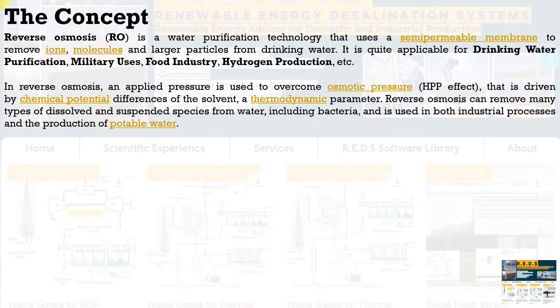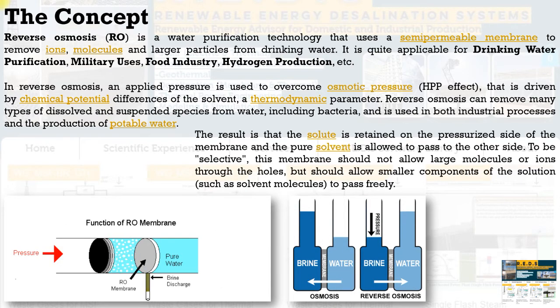First of all, the concept of reverse osmosis, briefly, is a water purification technology which uses semi-permeable membranes to remove ions, molecules, salts, solvents, and larger particles from drinking water to make it suitable for human uses. It is quite applicable for drinking water purification, some military uses, the food industry, hydrogen production, and so on.